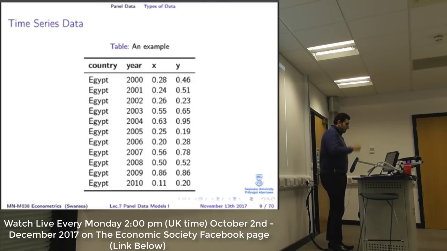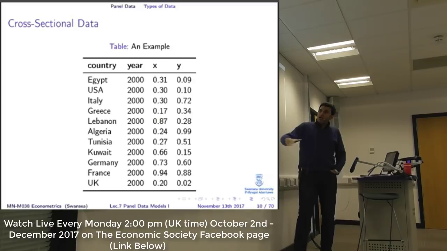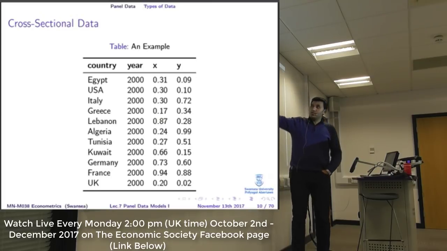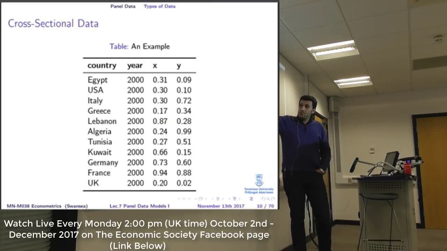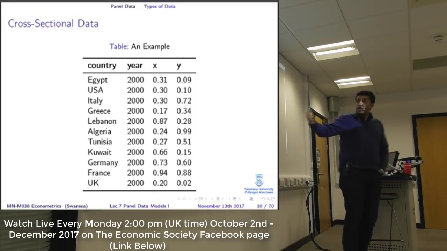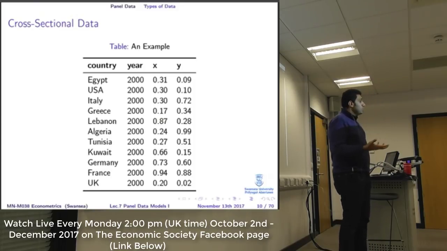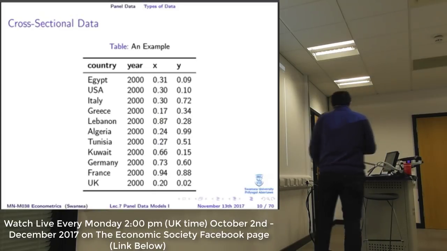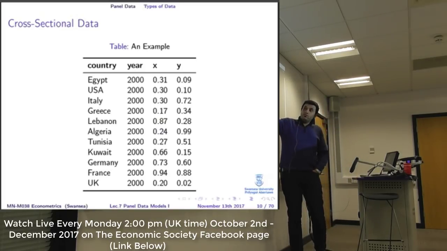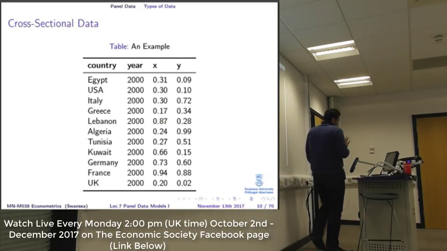If you look at cross-section data, then we have a number of countries, a number of units, but at the same point in time. So we've got 2000, and data for X and Y at the same point in time for a number of subjects. These subjects could be countries, like the case we have here, could be individuals, could be firms, could be any subjects or any entities. You can include anything, but again, we have the data only for a single point in time. So this is the difference.